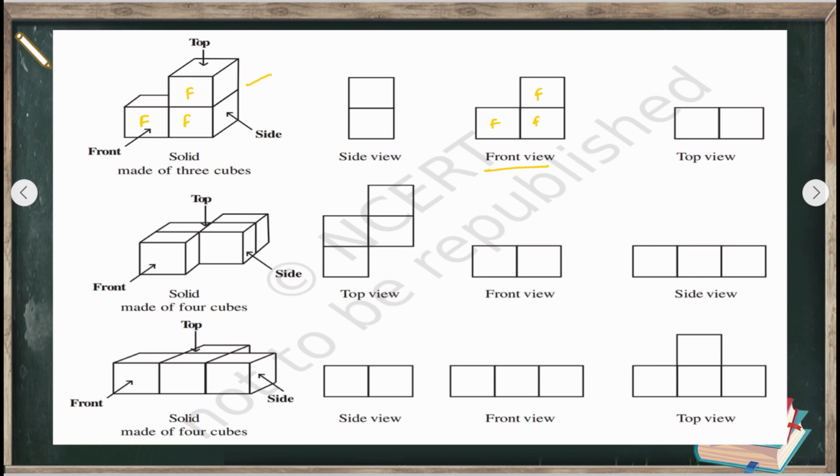And if you look at this object from the side, it will appear like this. You will only be able to see these two faces. So this is its side view. We will be seeing only two boxes. And similarly, if you look from the top, you will see again two boxes. That is, this will be its top view.